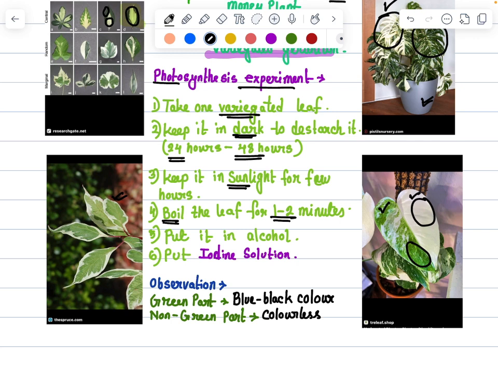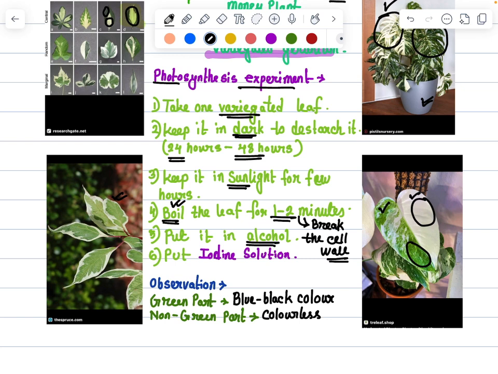Why are we boiling? To break the cell wall. Because we know that the cell wall is like a tough coating, a tough layer, which is protecting the leaf. So we have to break it down. That is why we are boiling the leaf. Then we will put it in the alcohol.